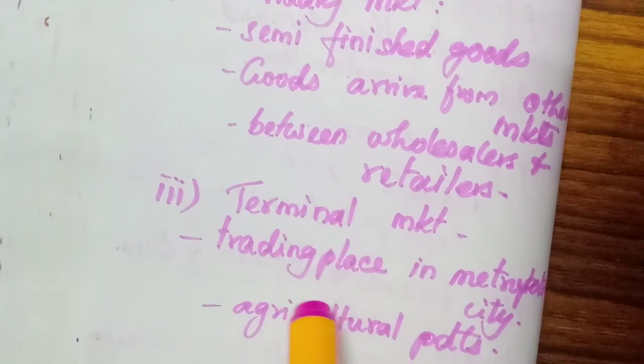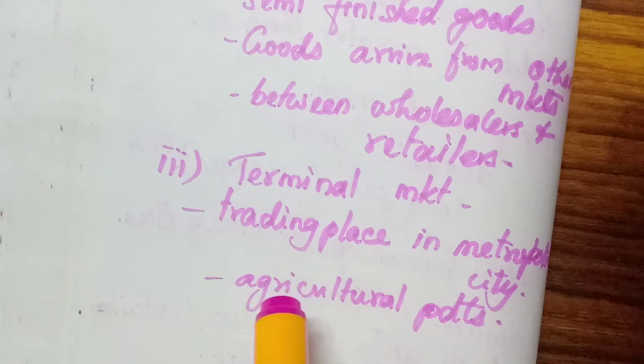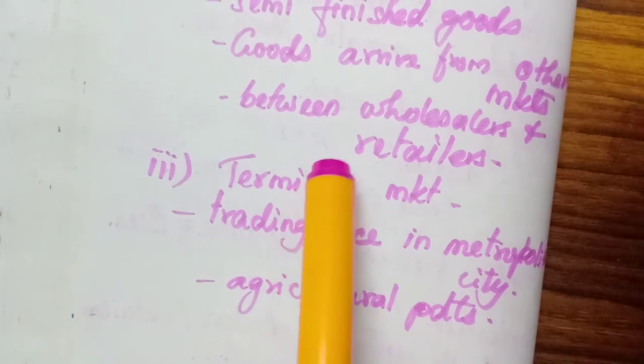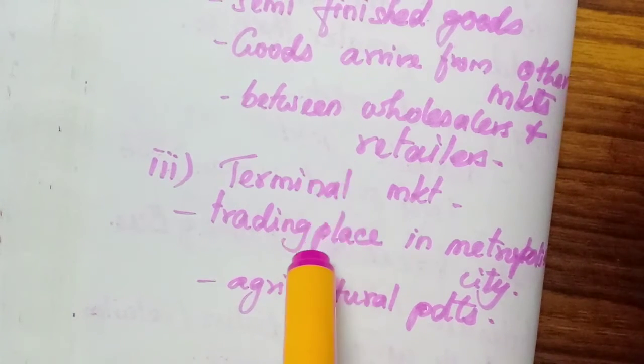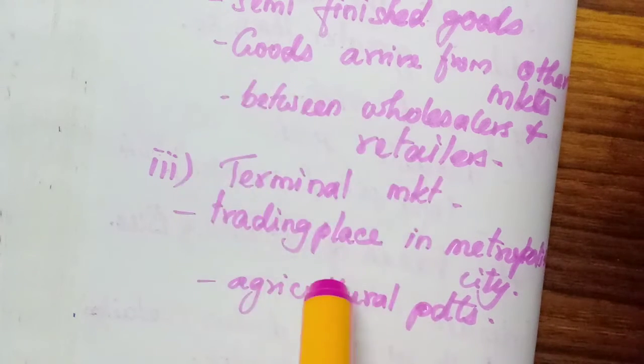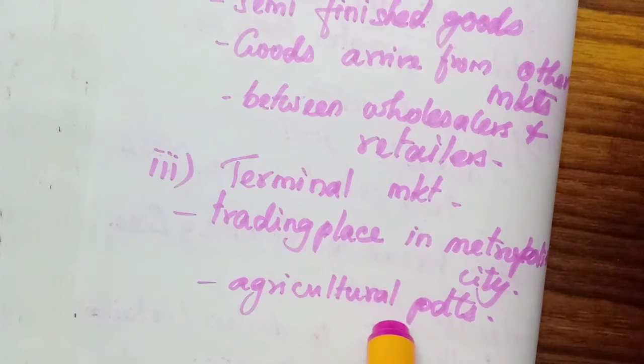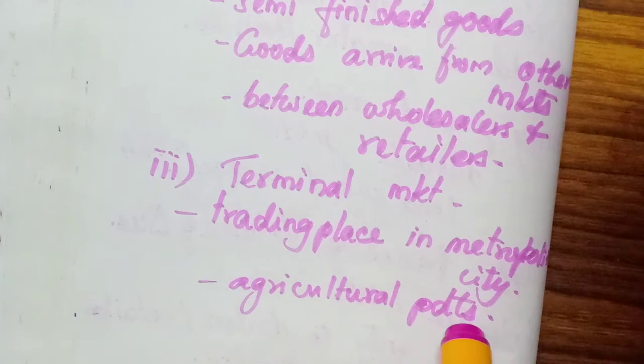Then the last one is terminal market. Here you have to think about the next one. Okay, the metropolitan cities, not towns or villages. Here in the metropolitan cities they will assemble and they will have one trading place for the commodities, either for agricultural products or for other products.